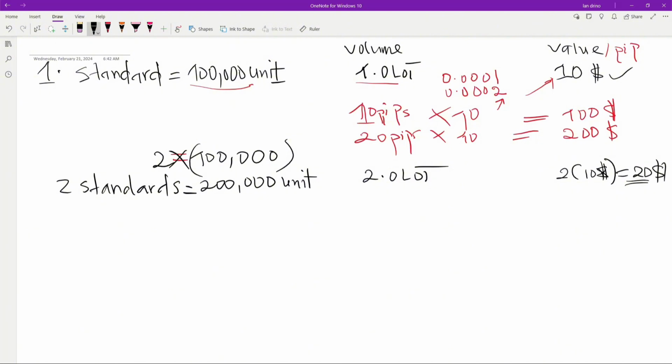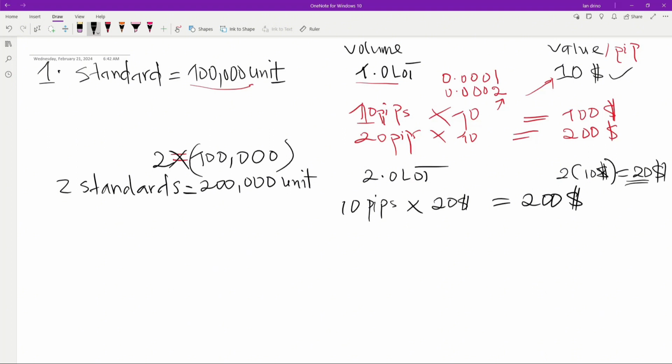So if the market moves by 10 pips, let's say you made 10 pips in the market trading 2 standards, how much have you made? It's going to be 10 times the value per pip, which is $20. So you are going to be making $200 instantly, just with 10 pips movement, if you are controlling 2 standard lots.